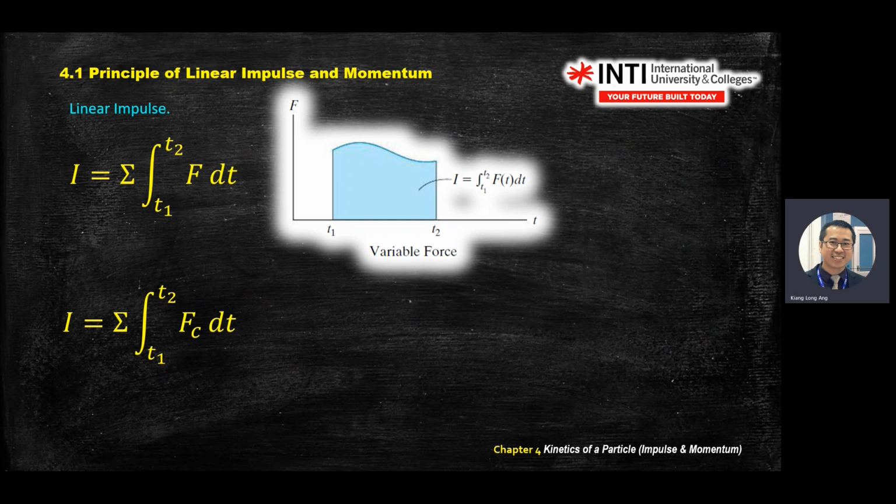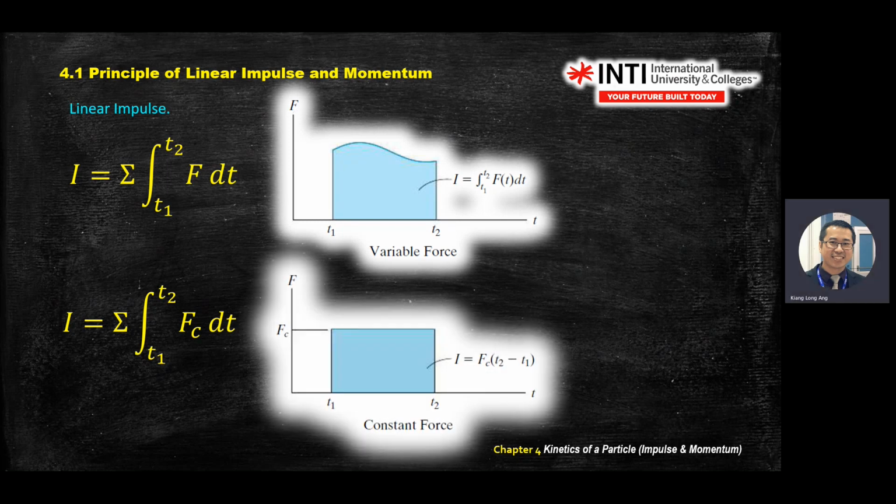So on the top here, if your force changes with time, then you'll get a plot of F versus T, and you'll get a curve form. Because your F is a function of T, which means F is an equation with T. For example, you are given F equal to 10 T squared or cubed. You substitute this inside the integration equation, and you find the impulse.